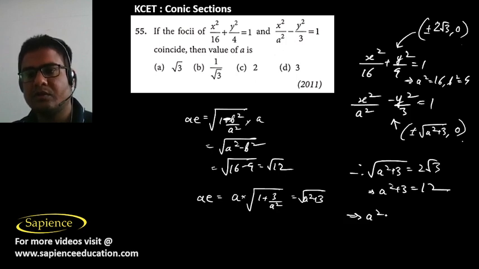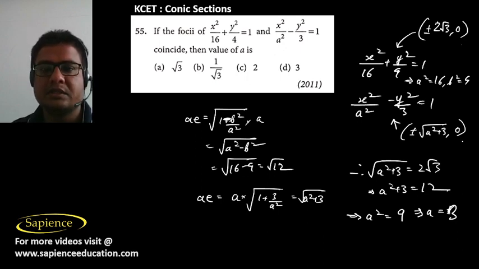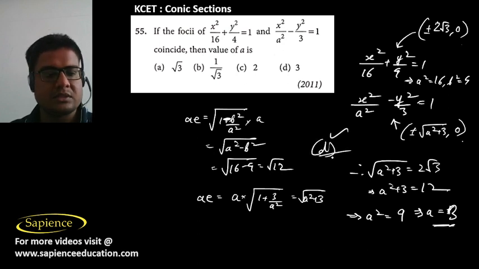Then we will have a square equal to 9, so a is equal to 3, since a cannot be negative. a is the length of the transverse axis, so it cannot be negative, so a should be equal to 3, so option D is the correct answer.